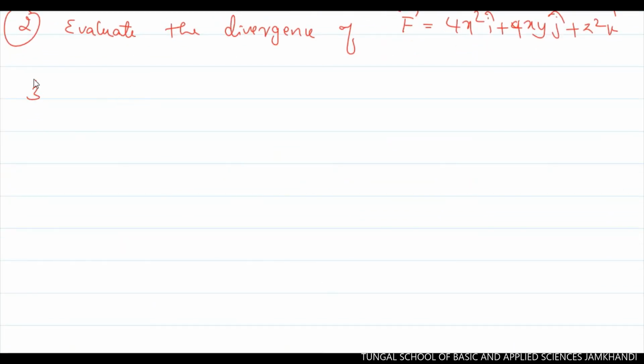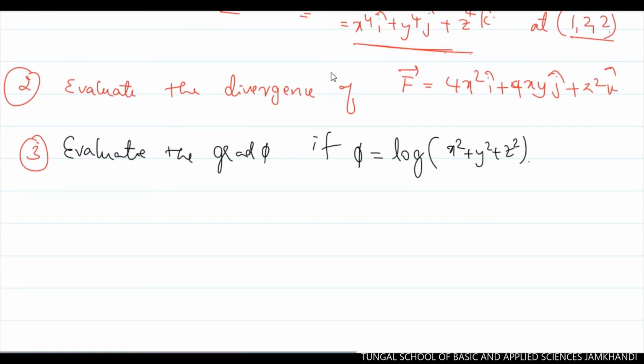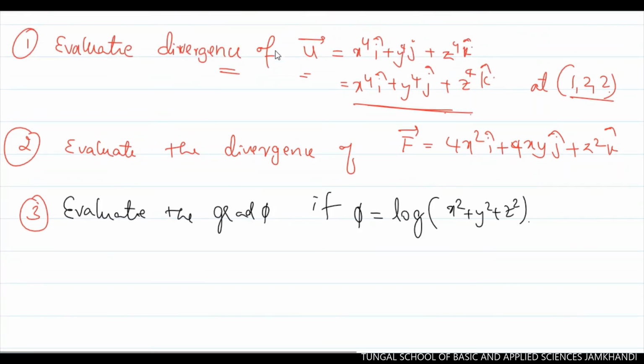The third question is to calculate the gradient that I have discussed in the previous two classes. Evaluate the grad of phi if phi is equal to log of x square plus y square plus z square. So these three are the questions you need to submit in Google Classroom by referring to the gradient and divergence of particular functions, right?